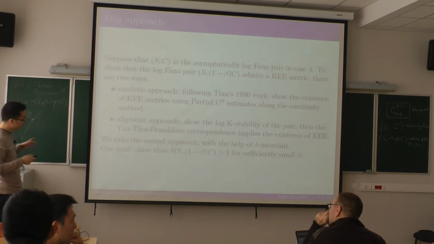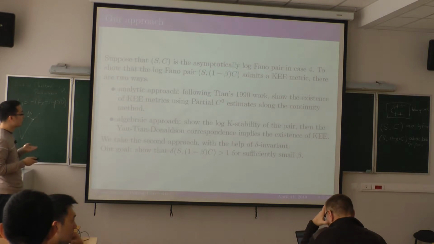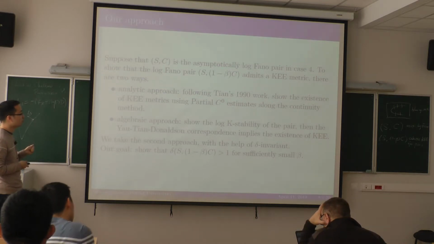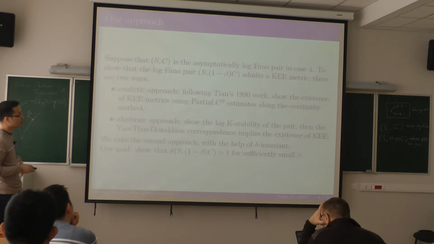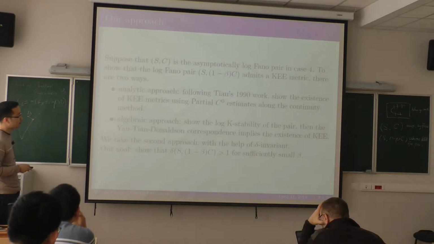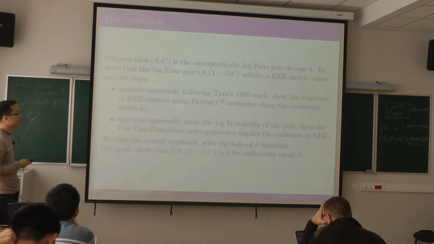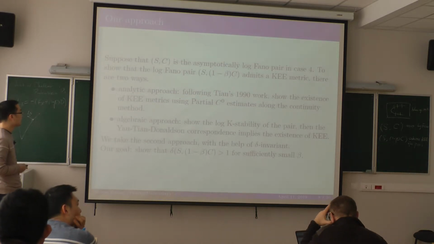But it seems to me that this approach is quite difficult, because we want to establish a certain partial C0 estimate, and we also want to estimate the alpha invariant, or even the alpha m, or alpha m2 invariant for the pair. It turns out that the alpha invariant for this pair, in some cases, is not sufficient for Tian's argument to work. So we have to use another approach to attack this problem.